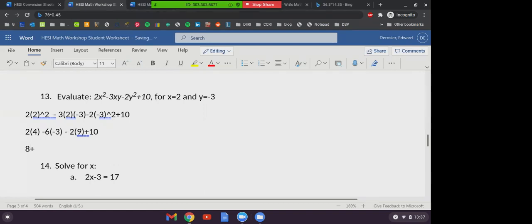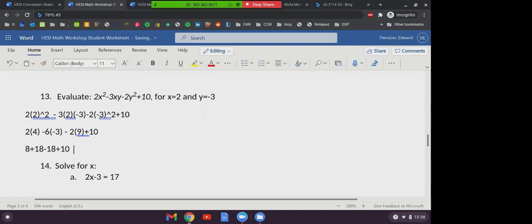Negative 6 times negative 3 is positive 18. Negative 2 times positive 9 is negative 18, and then plus 10. Okay, now be careful with your positives and negatives. If that confuses you, go onto YouTube and look up the rules for positives and negatives. If you forgot what those are or you need a refresher, you can go onto Khan Academy or YouTube to look for practice on those.